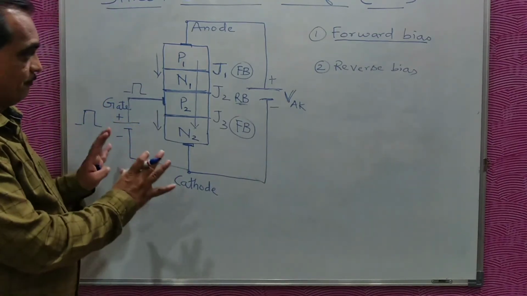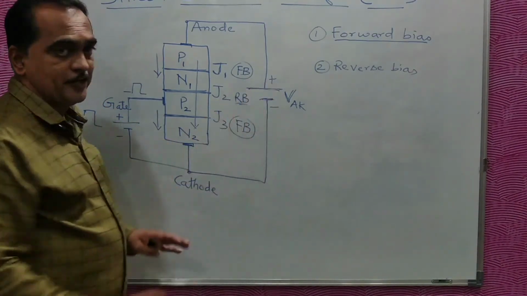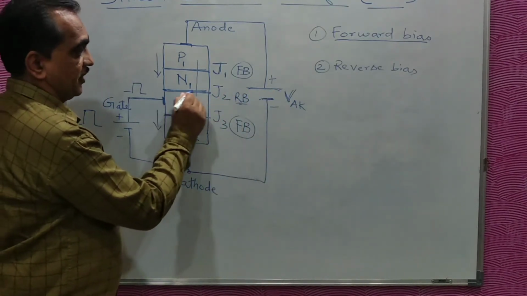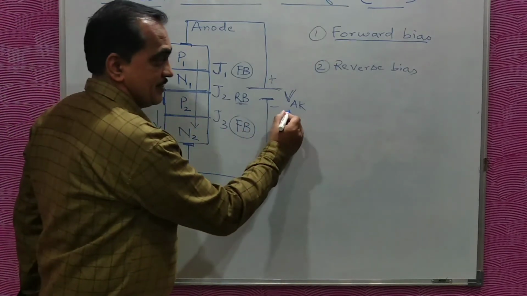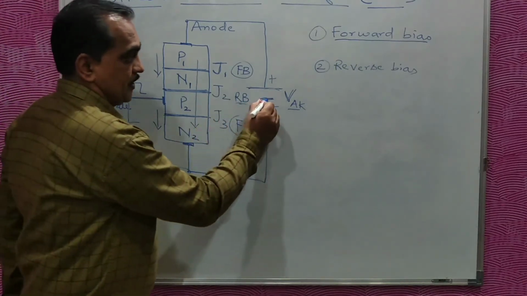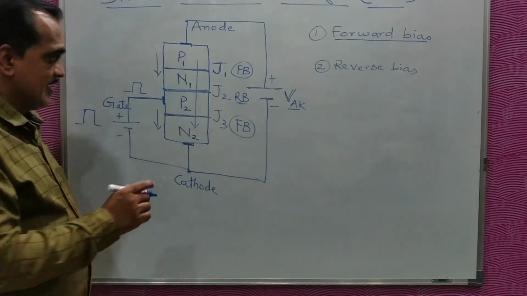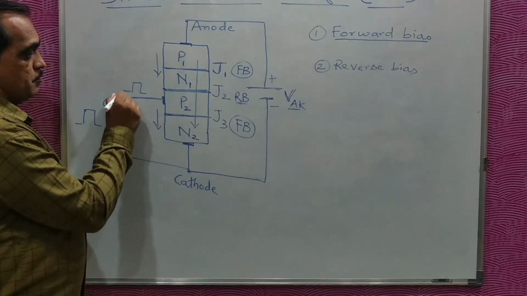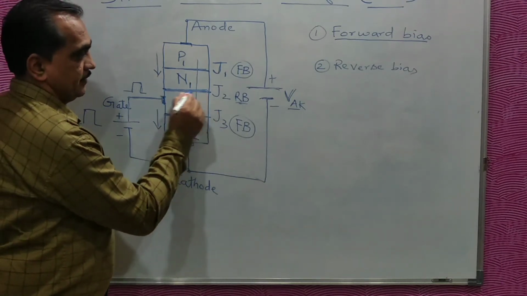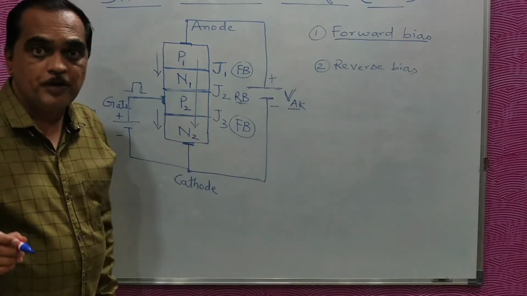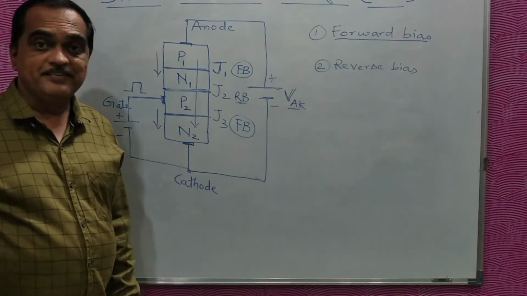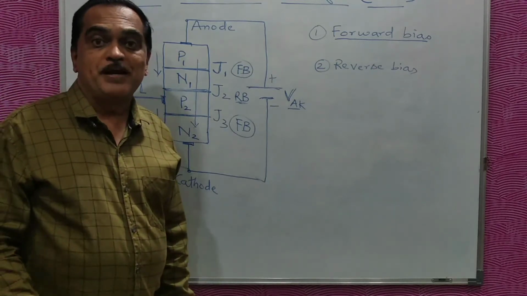So this is the way. Either you can make it on by increasing the anode cathode voltage and making the second junction go into breakdown, in which case the anode cathode voltage will be very high. But for a practical purpose, you can keep this anode cathode voltage a little less, and at the same time apply a positive pulse at the gate. This positive pulse at the gate will make the second junction go into breakdown early for a minimal anode cathode voltage. So that is the best way to use SCR for practical purposes.